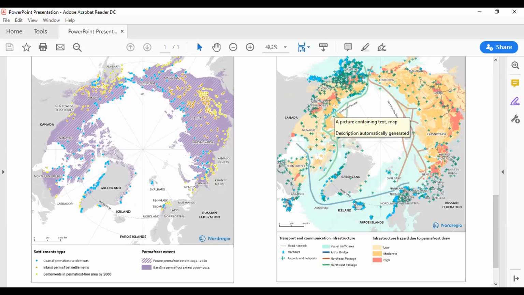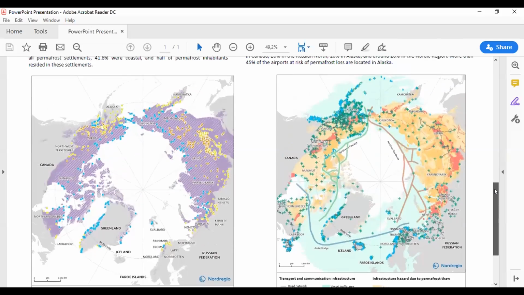The regions that will be mostly affected are the eastern part of Russia and Alaska. And the settlements that are mainly affected are located in the southern fringe of the permafrost. That's where permafrost usually occurs as sporadic or isolated patches.